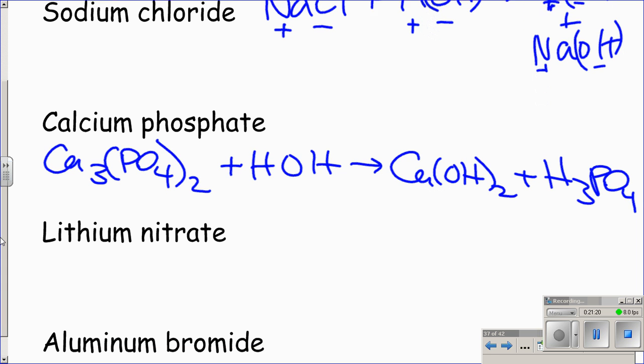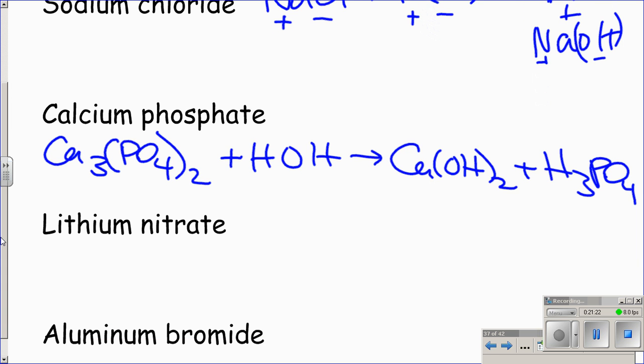We need to balance this, though. So who got calcium phosphate from memory, didn't have to look at anything? You're awesome, okay? I mean, yeah, you could look at the charges, but not phosphate. And then our phosphoric acid over there, you just recombine. Coefficients, where do we need them? All of them. They all do need coefficients. Can you tell me them, maybe?